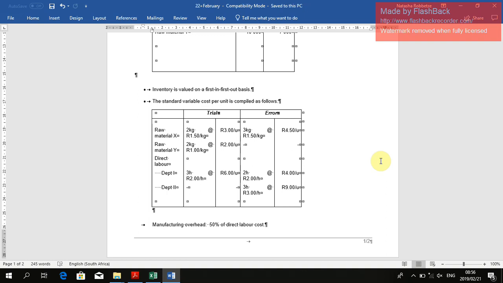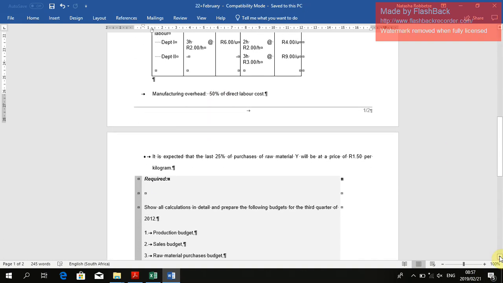Then direct labor. There are two departments. In the first department, Trial uses 3 hours at 2 Rand, Error uses 2 hours at 2 Rand. In the second department, Trial does not require any labor, but Error does, and you will find that there are 3 hours at 3 Rand. In the bullet beneath that, they say the manufacturing overheads are 50% of the direct labor costs.